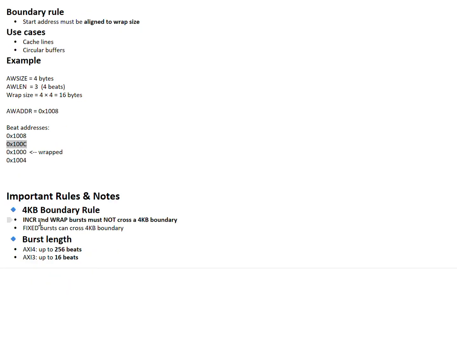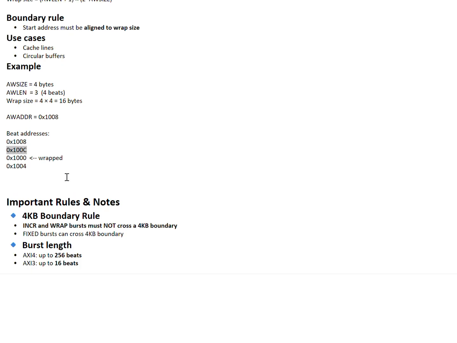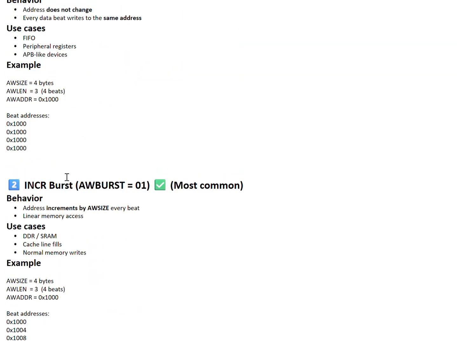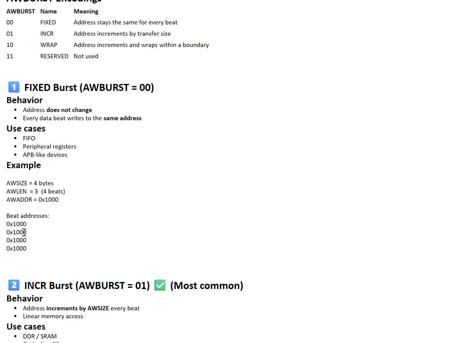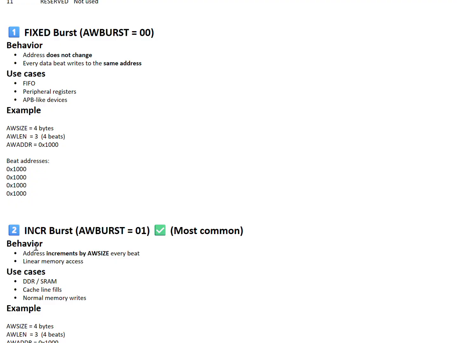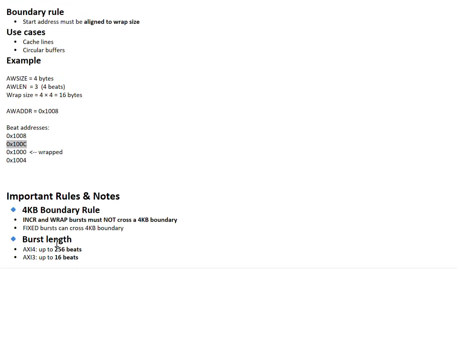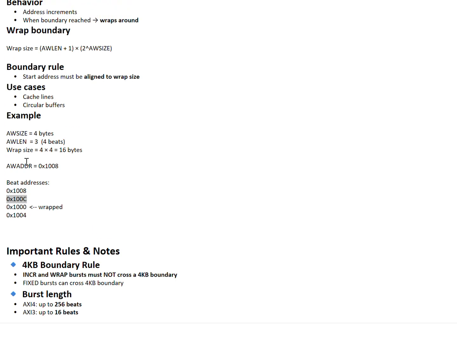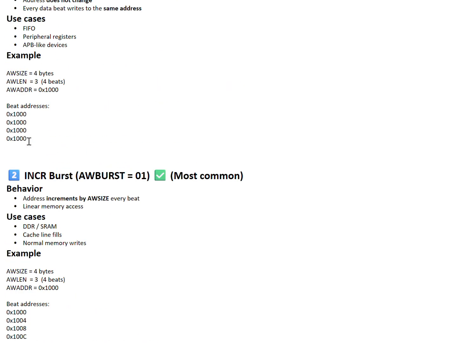These are some important points we should always keep in mind. The increment and wrap bursts must not cross the 4K boundary, but the fixed burst can cross the 4K boundary. Since in case of the fixed burst we are using the same address, there is no limit on crossing the boundary. But in case of the other two, we have this 4K boundary condition. And in case of AXI3, we can go up to 16 beats, and AXI4 up to 256 beats. These are some side notes, but I hope you understood all the important points with respect to the AWBURST. Thank you.